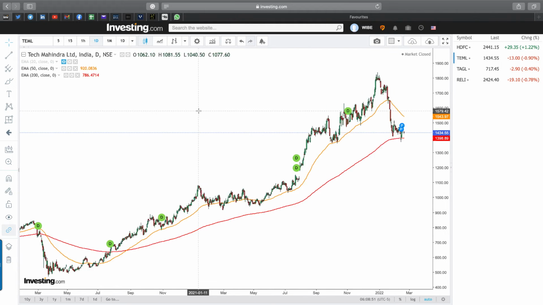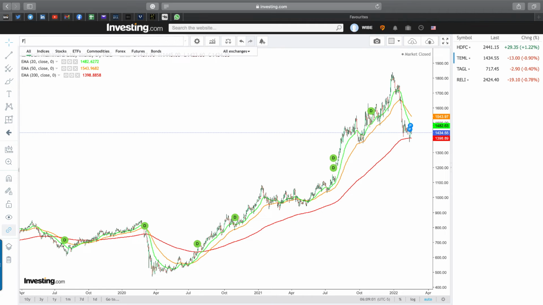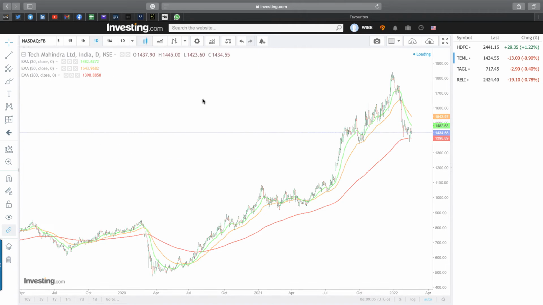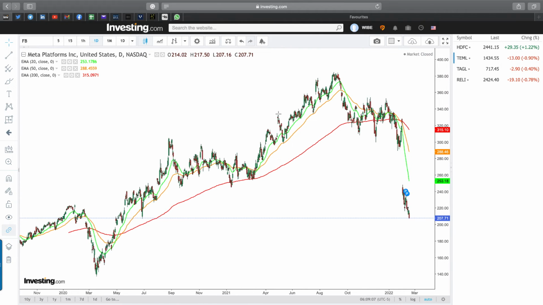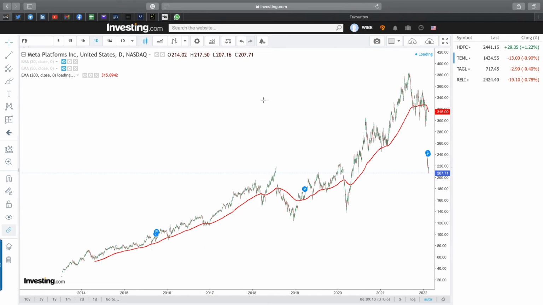And then there comes the 50-day moving average, and then comes the 20-day moving average. The 20-day moving average is the most reactive, and the 200-day moving average is the least reactive. And let's look at Facebook now, because it is a stock which has been battered. I'll remove the 20-day and 50-day, and all you have is the 200-day, right?